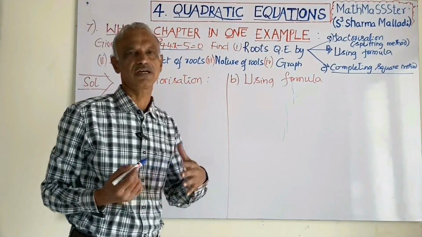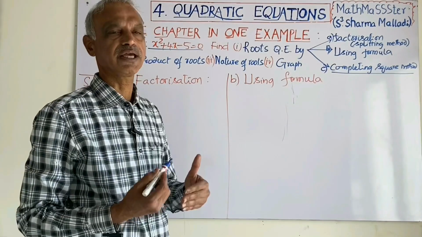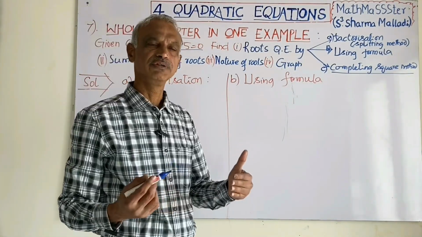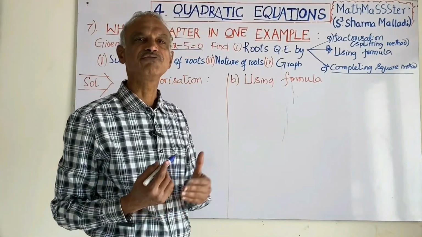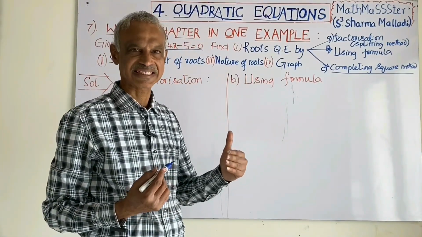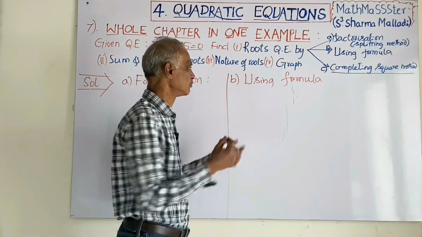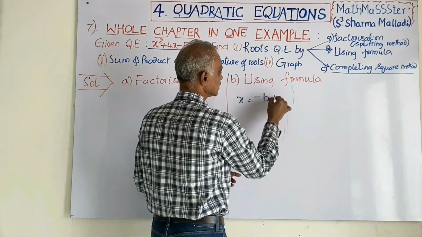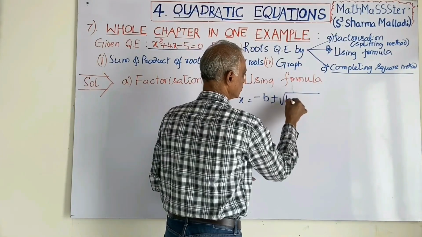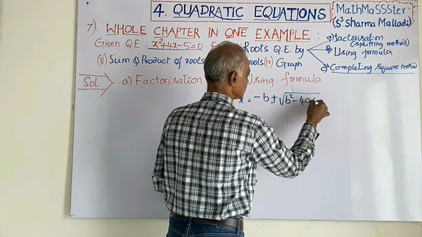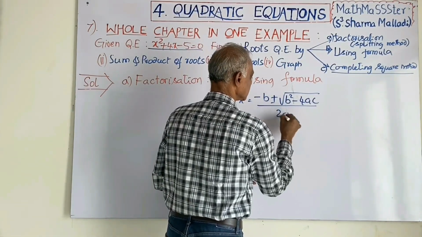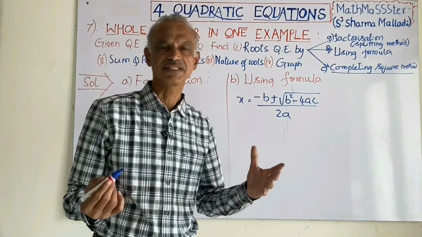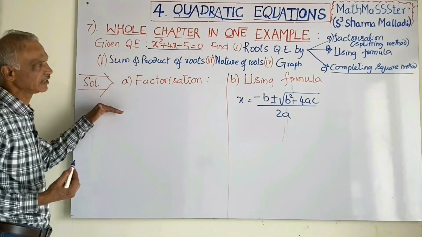Factorization you already know, but again I am telling that one. Using formula, we found the formula to find out the values of x, means roots. What is the formula you have? x is equal to minus b plus or minus root of b square minus 4ac by 2a. Using this formula, we can find out the roots of the quadratic equation, that is alpha and beta.